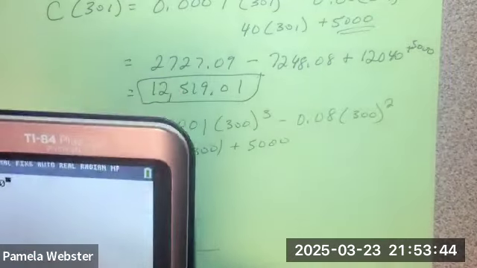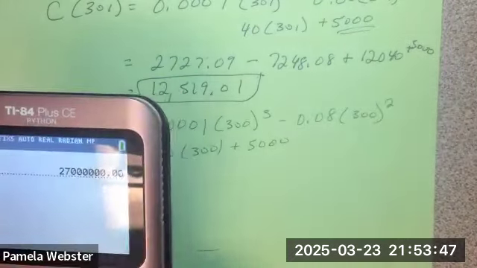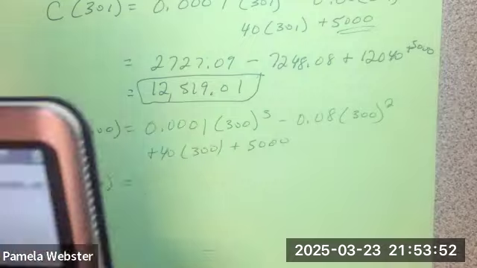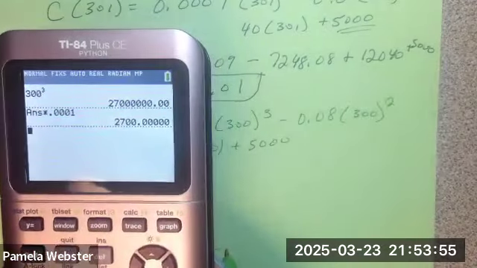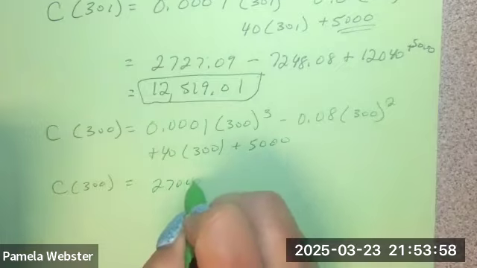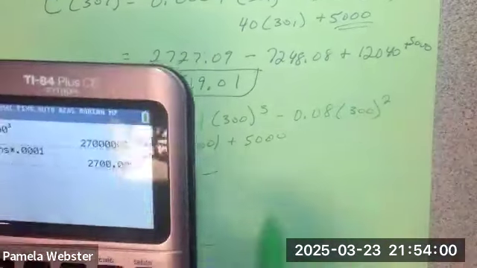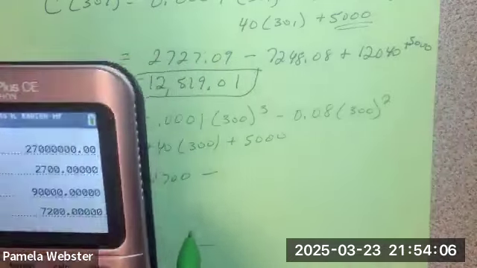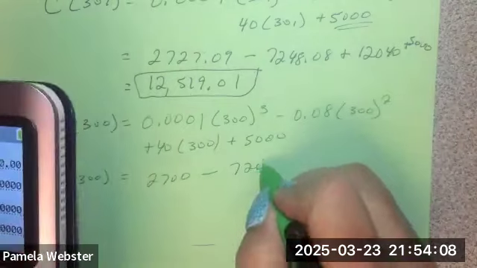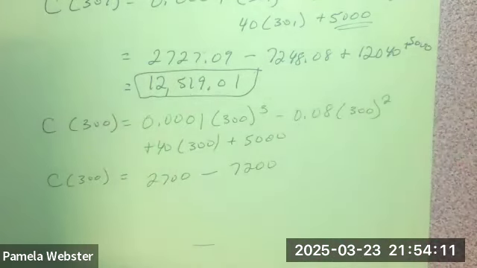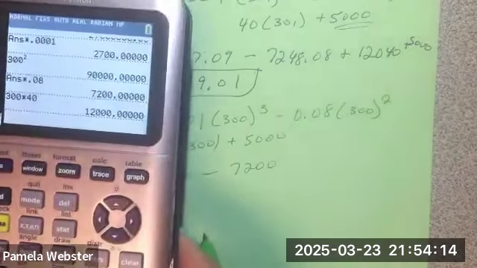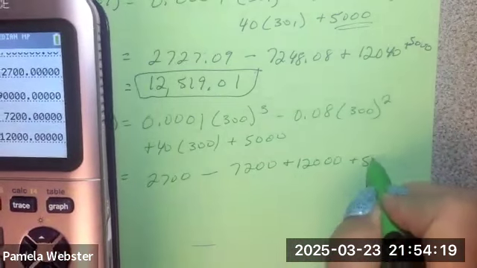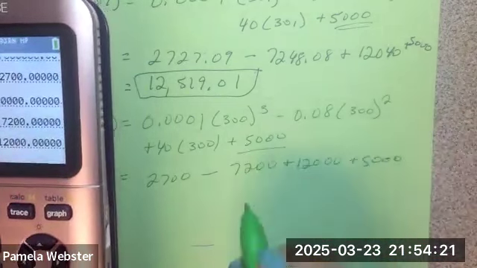Start over. 300 to the third power is that big number times 0.0001, 3 O's. Okay, that's 2,700, minus, because there's a minus sign here, 300 squared times 0.08. That's 7,200. And then 300 times 40, that's 12,000. Plus the 5,000. Don't forget him. He's hanging out at the end.